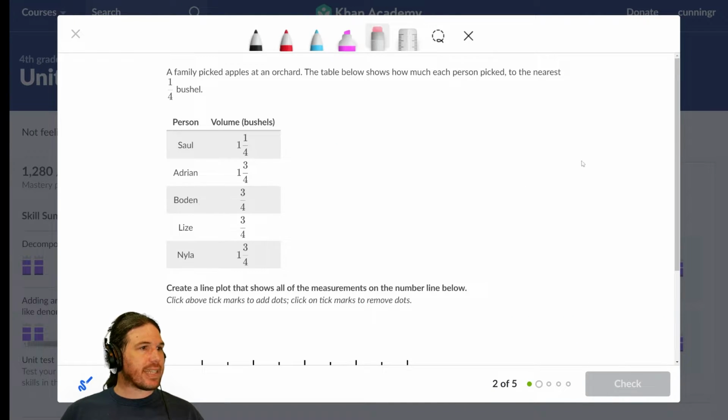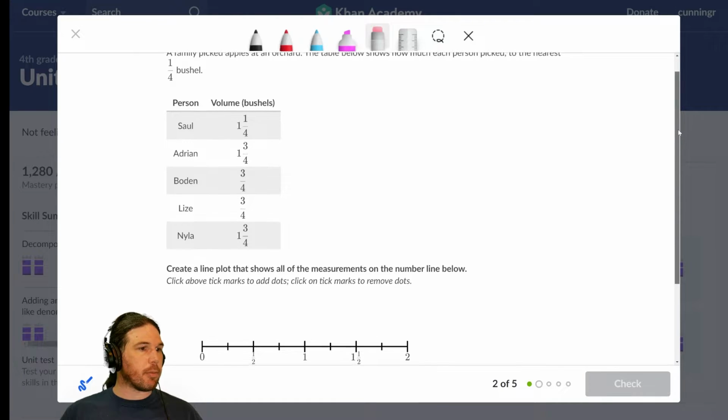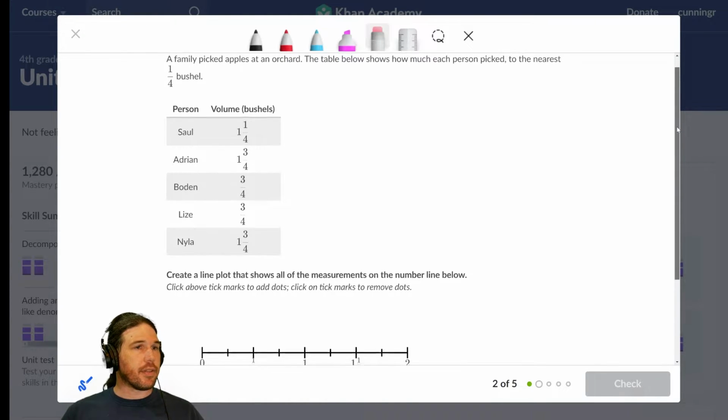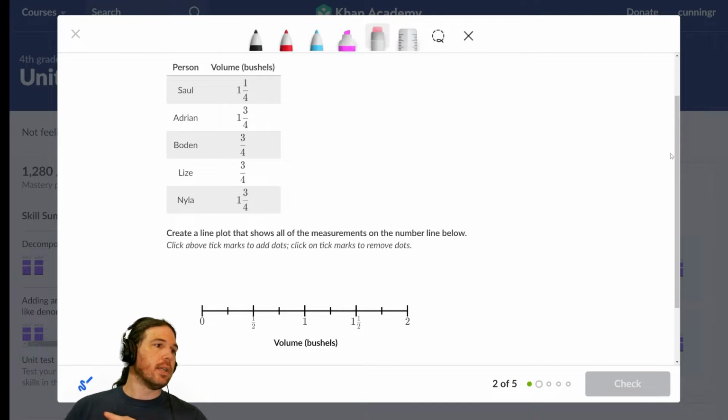A family picked apples at an orchard. The table below shows how many each person picked to the nearest 1/4 bushel. Create a line plot that shows all of the measurements on the number line below. Ready, set, go.